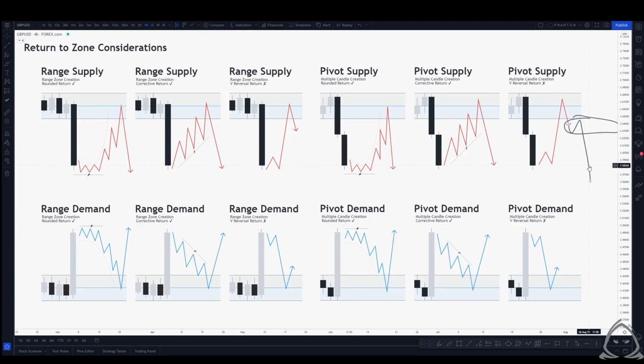And one final thing that I wanted to touch on in regards to return to zone considerations, what you'll often see on the zones that play out the most, and this may sound a little bit confusing initially because I had just said that the V reversal or that aggressive move back into a supply or demand zone tends to be lower probability, is if we're looking at, say, a rounded return or corrective return, if that last leg into the supply or demand zone is relatively impulsive, we see a move that almost puts you off. So a larger move into supply or a larger move into demand.